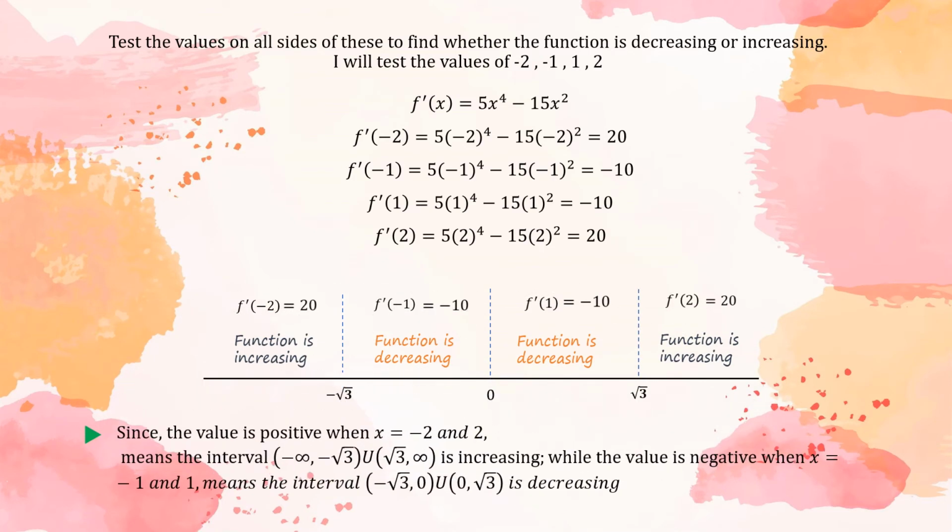Since the value is positive when x equals negative 2 and 2, it means that the function is increasing from negative infinity to negative 3 and from positive 3 to positive infinity. While the value is negative when x equals negative 1 and 1, it means that the function is decreasing from negative 3 to 0 and from 0 to positive 3.